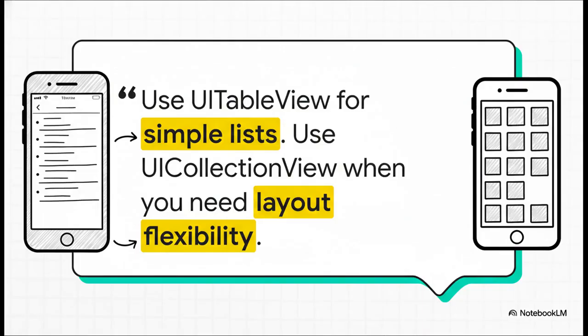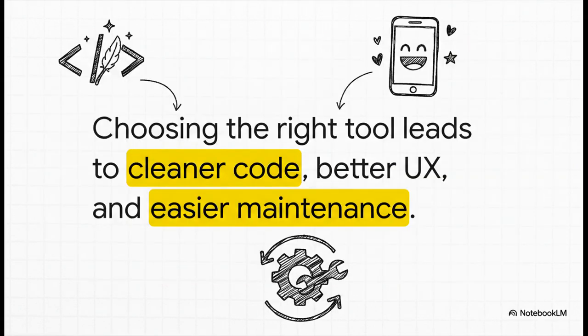So look, if you only remember one thing from all of this, let it be the simple rule. If your design is a basic top-to-bottom list, go with UITableView. The second you need a grid or different columns or any kind of flexible layout, your answer is UICollectionView. It's really that simple. And trust me, this isn't just some abstract theoretical debate. Picking the right tool from the very beginning is going to save you so many headaches later on. It means your code is cleaner and easier to understand, the user experience feels right, and your app will be way easier to maintain in the future.